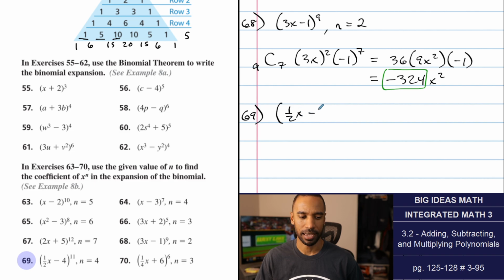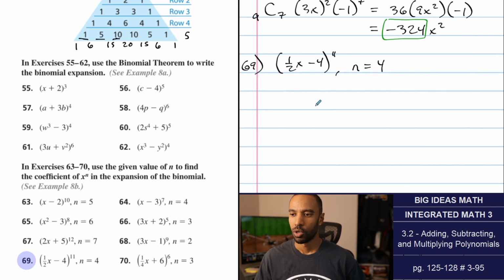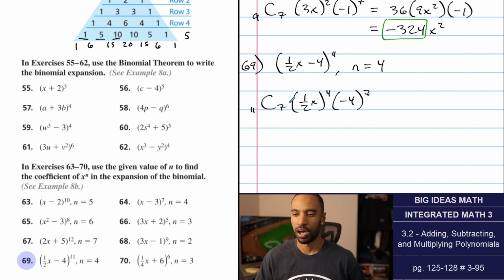So (1/2 x − 4) to the 11th, and n equals 4 for that. So we have to do (1/2 x) to the 4th power, (−4) to the 7th power, and 11 choose 7 on this one there. So 11 choose 7. Who knows? Something big, I'm sure.